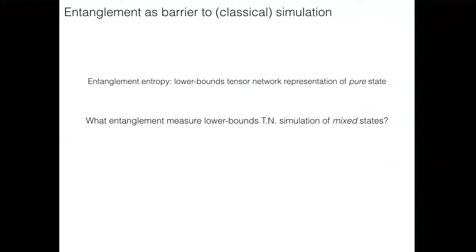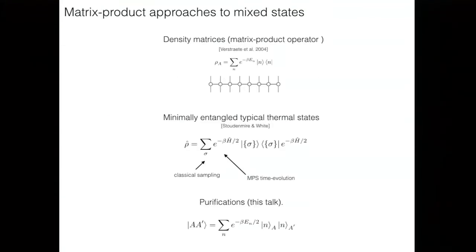Okay, so that was the setting of working with pure states. So entanglement entropy, the von Neumann entropy, lower bounds the size of the tensors for representing pure states. It's natural to then ask the question, what if we instead want to represent mixed states? So states at finite temperature, or doing non-equilibrium dynamics, finite entropy density. What then bounds the size of the tensors when simulating mixed states?